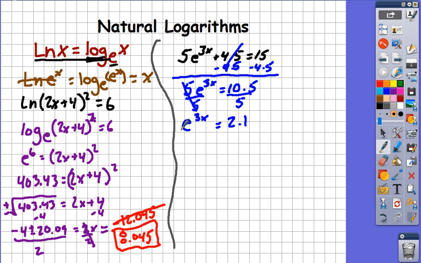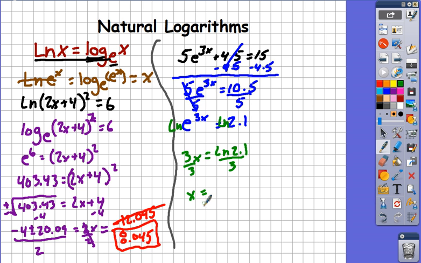We need to get rid of e so we can bring this power down. And we're going to do that by natural log, what we just learned right here. The natural log of e to the x simply equals x. So the natural log of e to the 3x would simply equal 3x. But why are we allowed to do that? Because we're going to natural log both sides. So 3x is going to equal the natural log of 2.1. And to get x by itself, finally, we're going to divide out the 3.